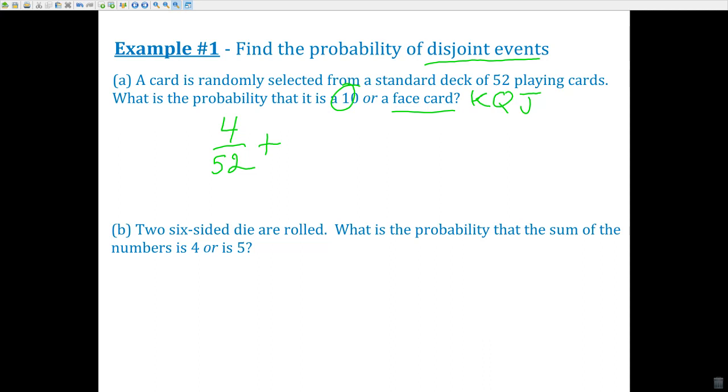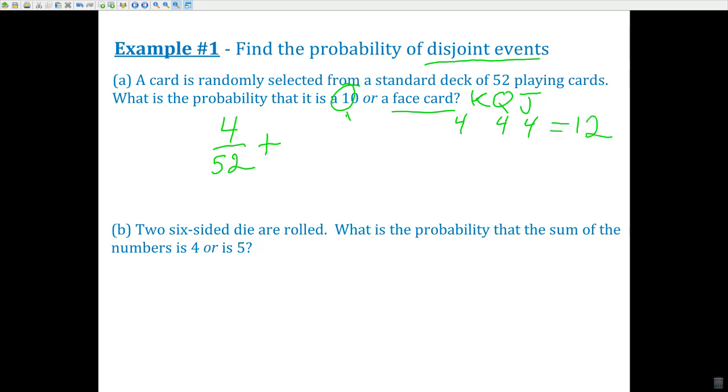Well, like we just did, there's going to be 4 kings, 4 queens, and 4 jacks, right? Of all the different suits: hearts, diamonds, spades, and clubs. So there's 4 of each, just like there's 4 tens. There's 4 kings, queens, and jacks. So add these up, and you'll get 12.